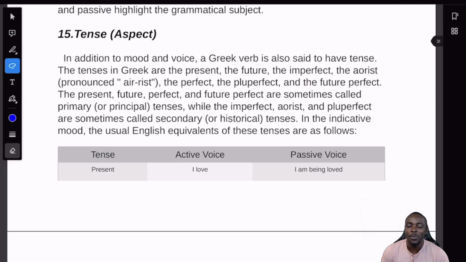Okay, everyone. So today we'll be continuing to look at verbs and picking up with tense, which is section 15 of chapter 2. And so yeah, we're just gonna dive in, picking up where we left off.